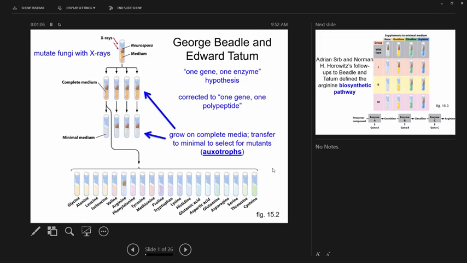They were trying to figure out what job each gene in this fungus did, or more specifically, they were trying to figure out which genes were required for biosynthesis or making of amino acids in a step-by-step enzymatic pathway. And so they started out by growing Neurospora on what's called complete media. So complete media has all the nutrition you need.